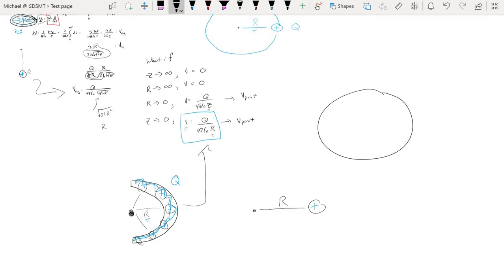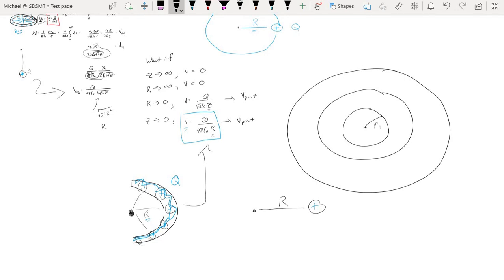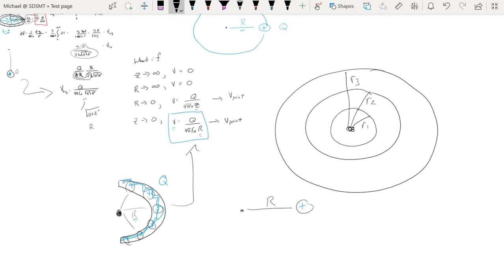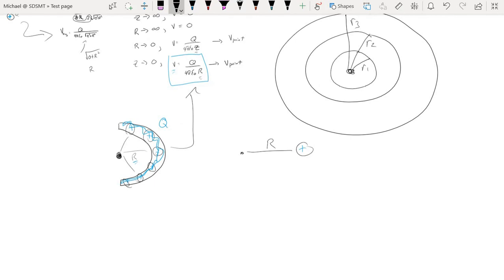And so now we could take a system with multiple rings. Let's say R1, R2, R3. And R1, we can let that be 10 centimeters, and we'll say that that ring has 50 microcoulombs on it, positive. R2 can be 20 centimeters, and it has negative 75 microcoulombs.